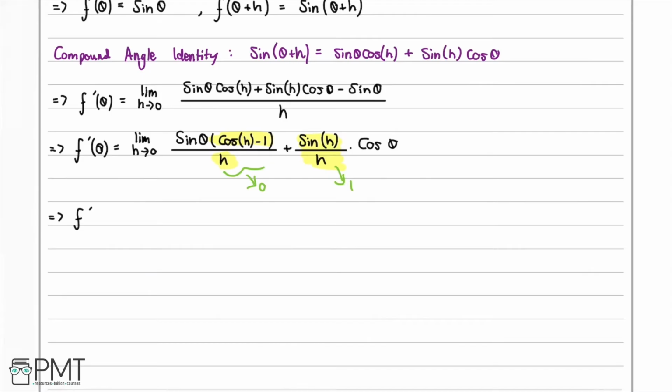We have that f dash theta is going to be equal to sin theta multiplied by 0. Then we're going to add on 1 multiplied by cos theta, which is going to be equal to cos theta. Therefore, we conclude that f dash theta, so the derivative of sin theta, is going to be equal to cos theta, as required.